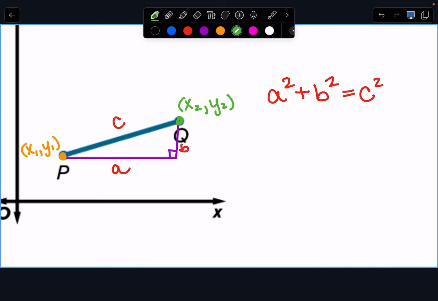Now, A is this side right here. How do you suppose I find how long A is? Charles? Oh, yeah. A is just x2 minus x1.